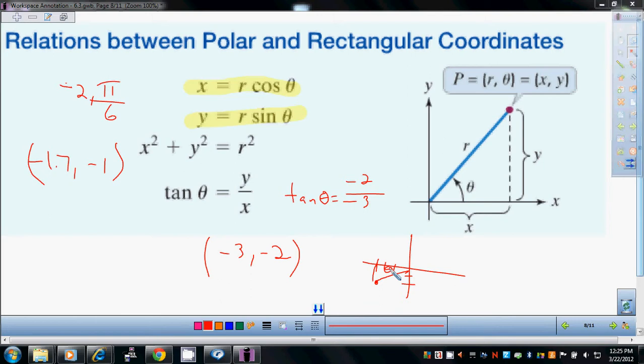If your point is in the first quadrant, then whatever your calculator gives you is the answer. It's just going to tell you 40 degrees, 60 degrees, and that's right. If it's in the first quadrant, it's just theta, your angle. If it's in the second quadrant, you're going to find it as 180 minus theta.